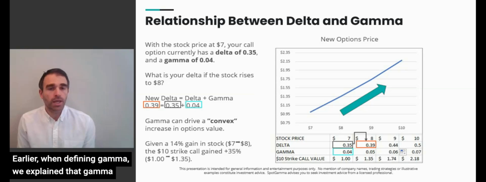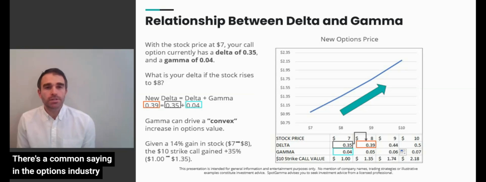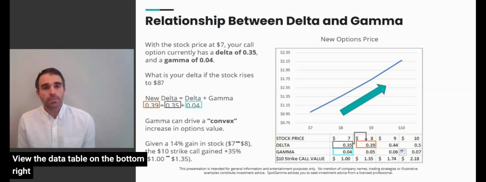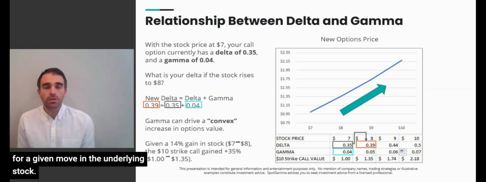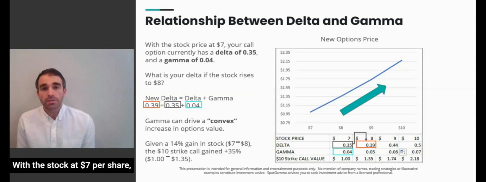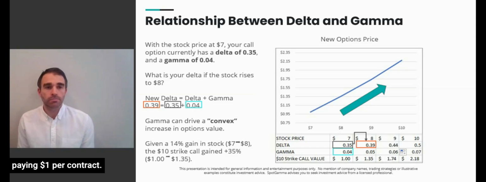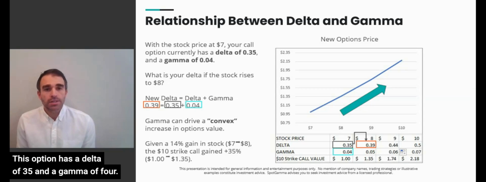Earlier, when defining gamma, we explained that gamma is the rate of change of delta. There's a common saying in the options industry that gammas manufacture deltas, and we'll explain that here. View the data table on the bottom right, which depicts the change in delta and gamma for a given move in the underlying stock. With the stock at $7 per share, let's say you buy a $10 strike call option paying $1 per contract. Again, this represents 100 shares of stock. This option has a delta of 35 and a gamma of 4.